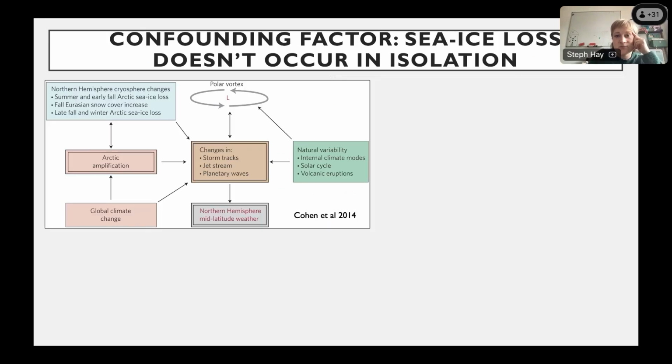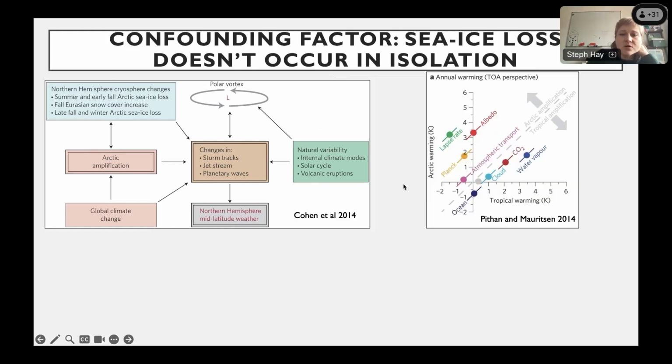And so one of the goals of the project was to really get into this from a multi-model perspective. And part of it is that, on its own, or in reality, sea ice loss doesn't occur in isolation. So this schematic here is showing what I just said. You have changes to the northern hemisphere cryosphere, which causes Arctic amplification, which would cause changes in the storm tracks and the jet stream and waves, which impacts mid-latitude weather in the northern hemisphere.